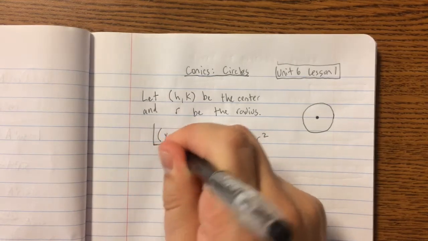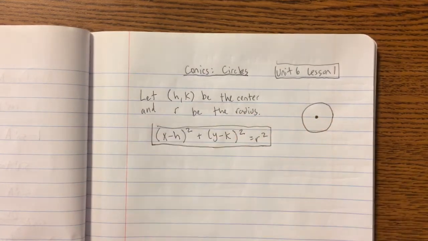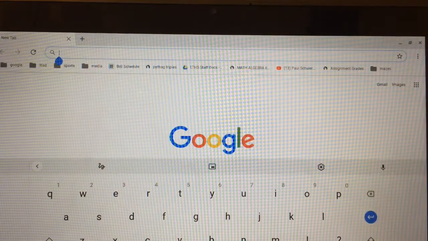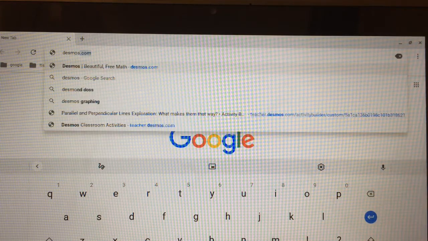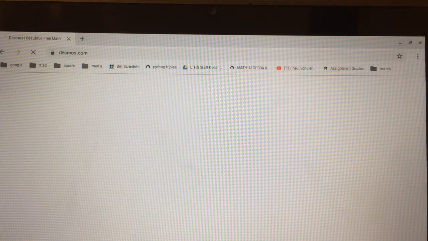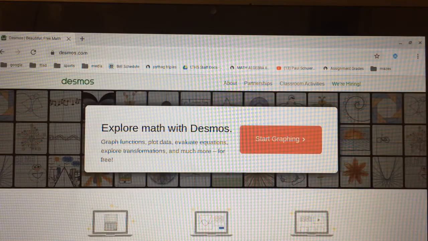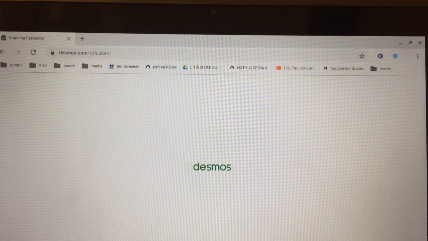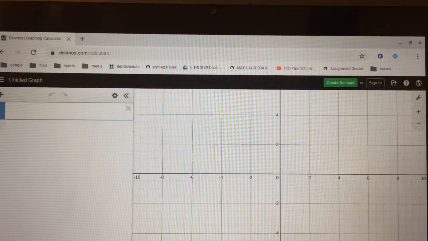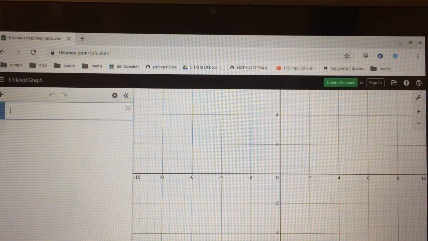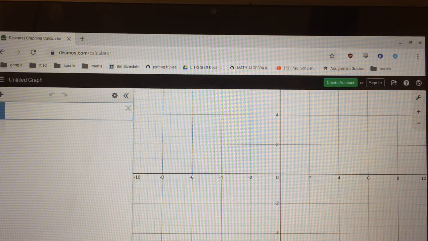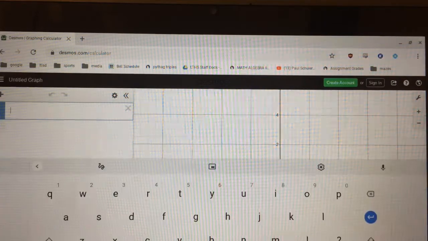So go ahead, and if you haven't already, log in to Desmos. Or you don't have to actually log in, just get to desmos.com. So yeah, we're going to want to go to desmos.com and just click Start Graphing. Okay, so what we're going to do is type in the generic formula, what I call the conic form of the formula for a circle.